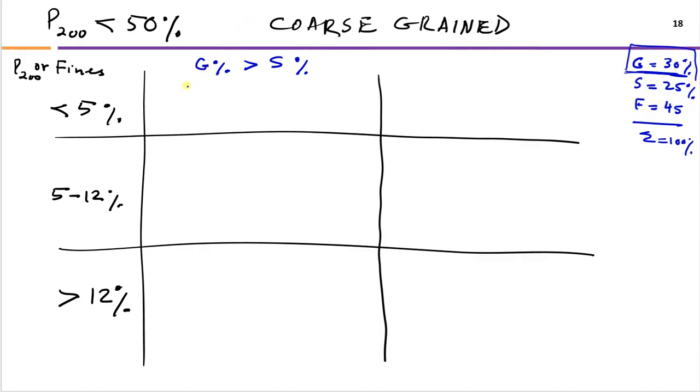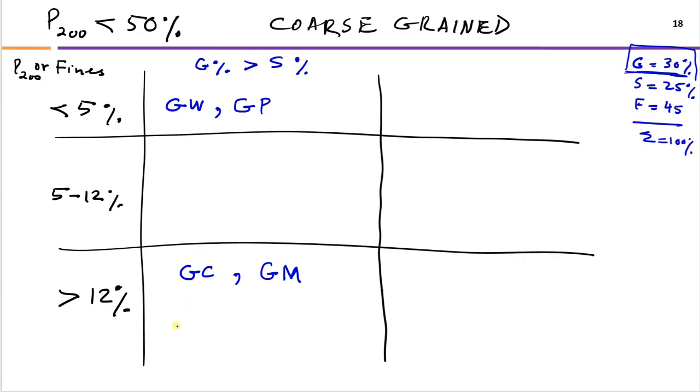So when gravel is more than sand, and passing number 200 fines are less than 5%, there are going to be only two groups here. Either it will be well graded gravel, or it is going to be poorly graded gravel. So there are two possibilities. Now when it is more than 12%, we are going to break it into four categories. It is going to be either gravel with clay or gravel with silt.